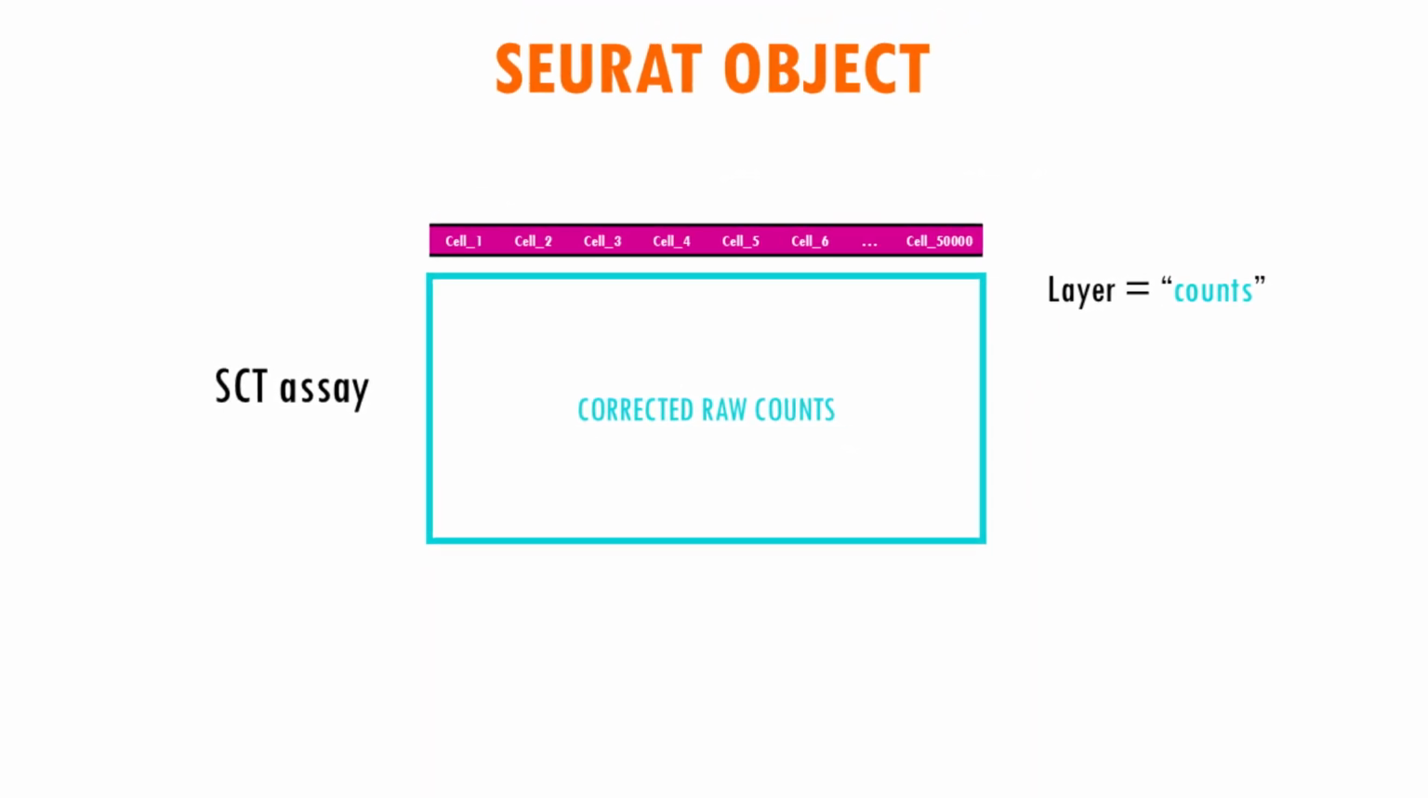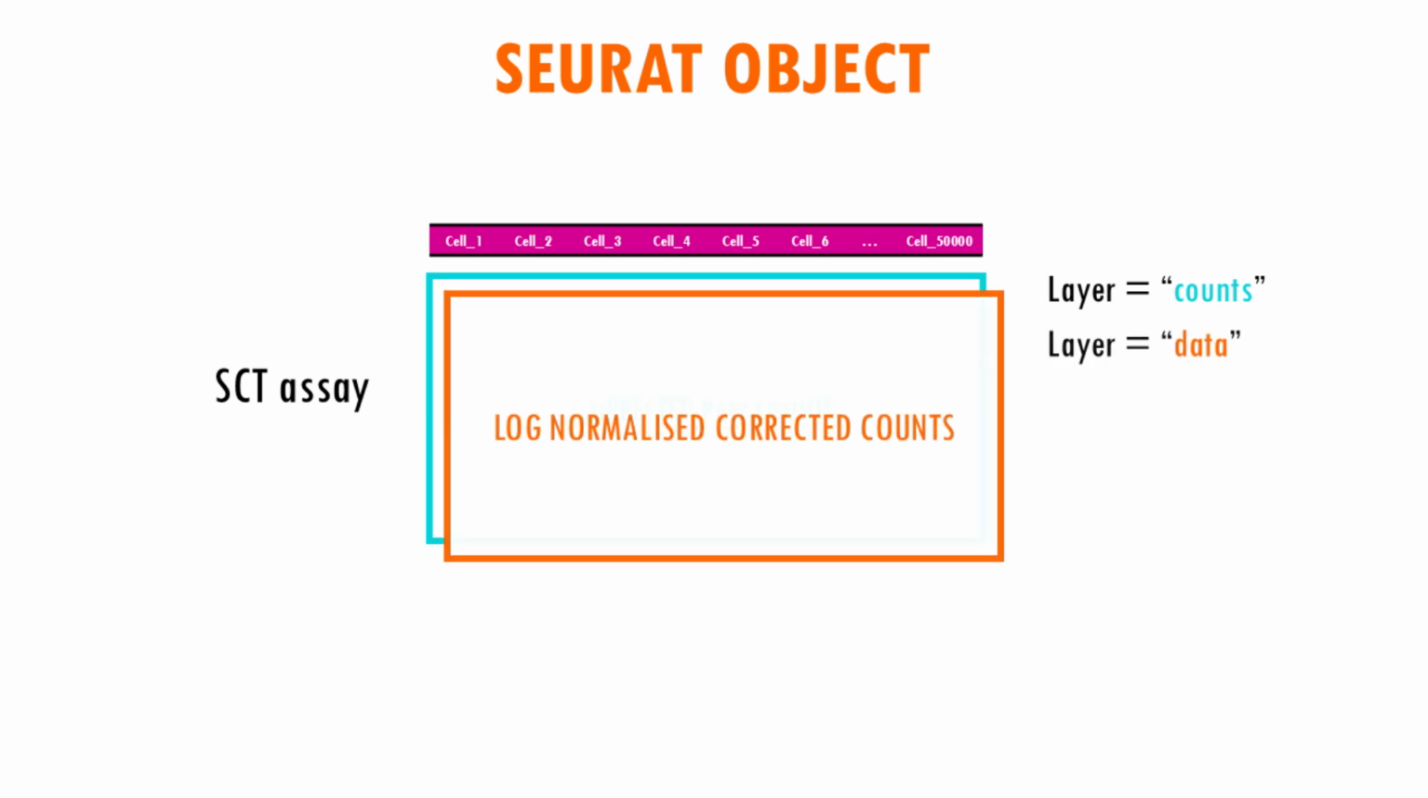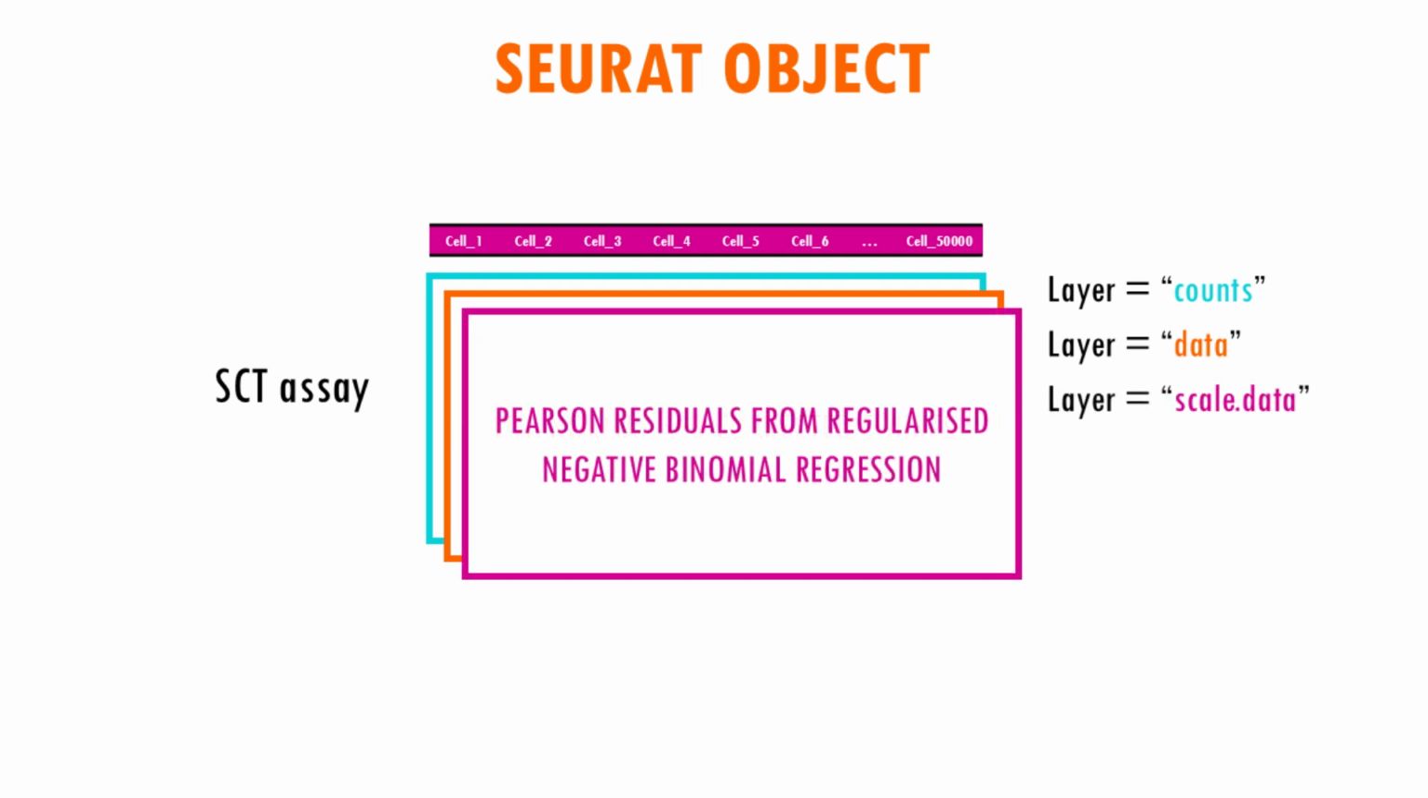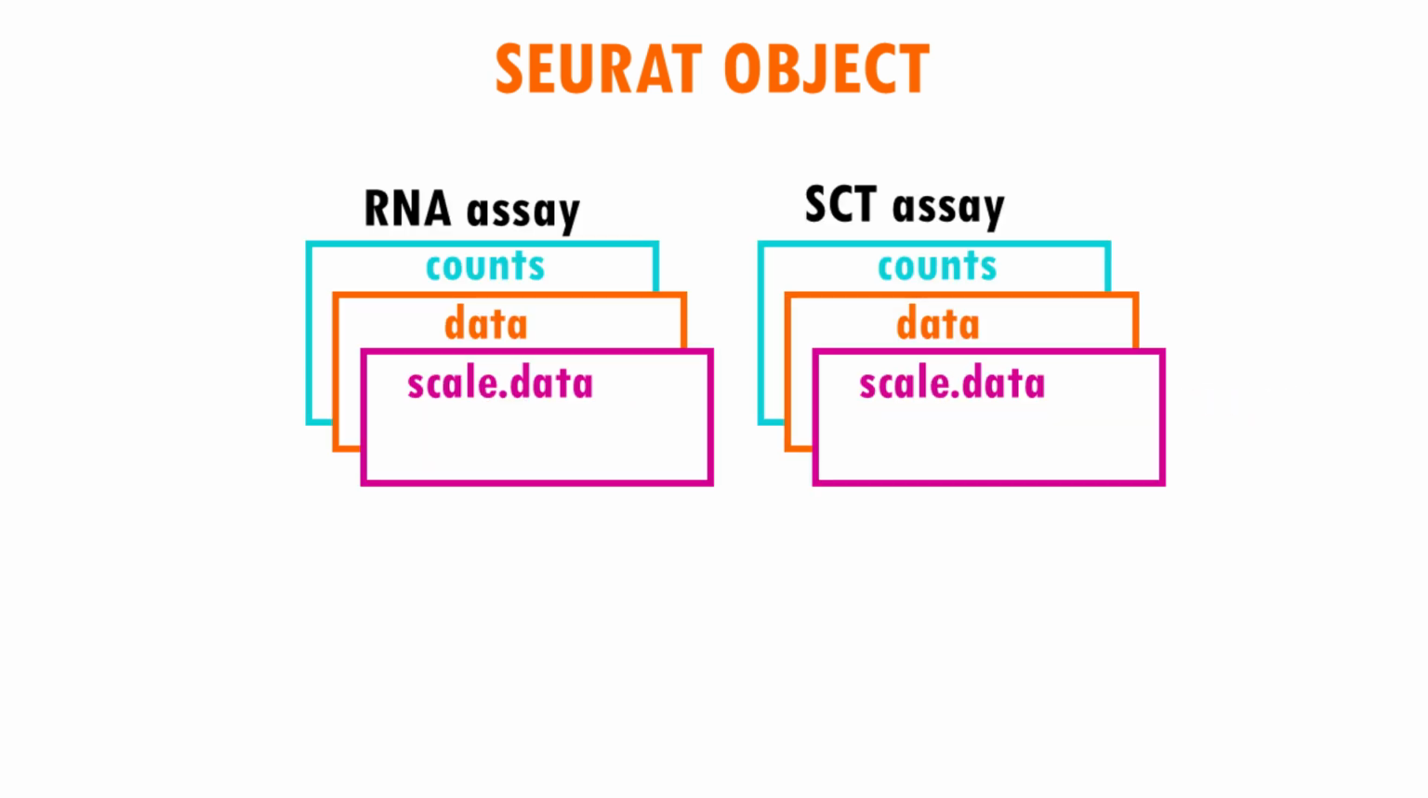And again, you can expect the counts layer, which has transformed or corrected row counts, the data layer, which has the log normalized version of these corrected counts, and the scale data layer, which has the Pearson residuals. If you're interested in reading more about how SCTransform actually works, you can check out my blog post on SCTransform.